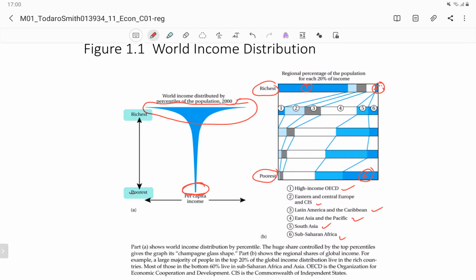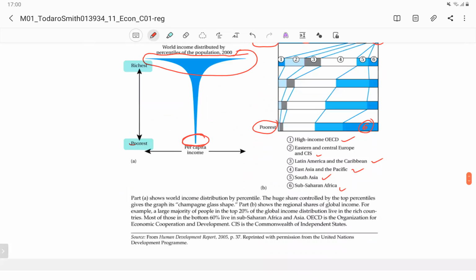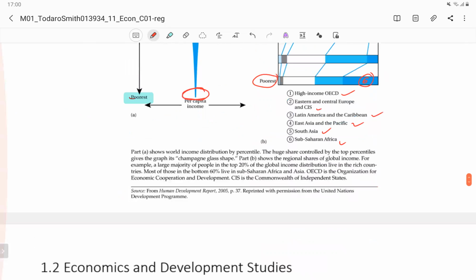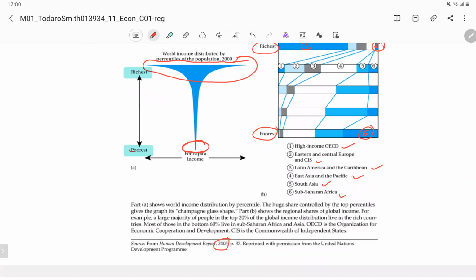But this is reported for 2005, so nowadays the data might have been updated to the newest data.